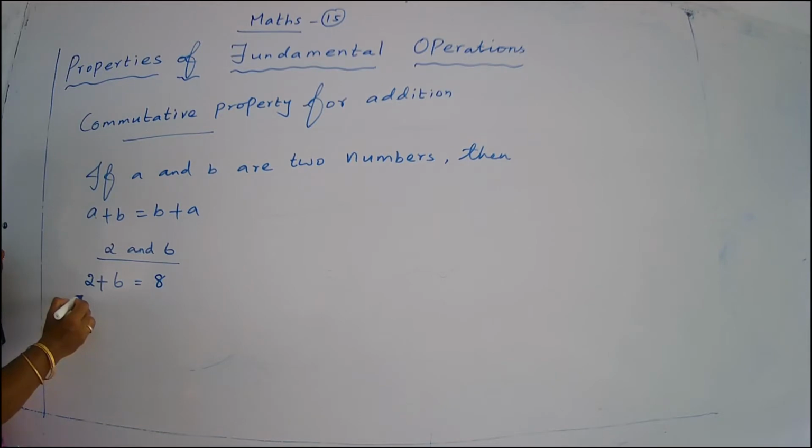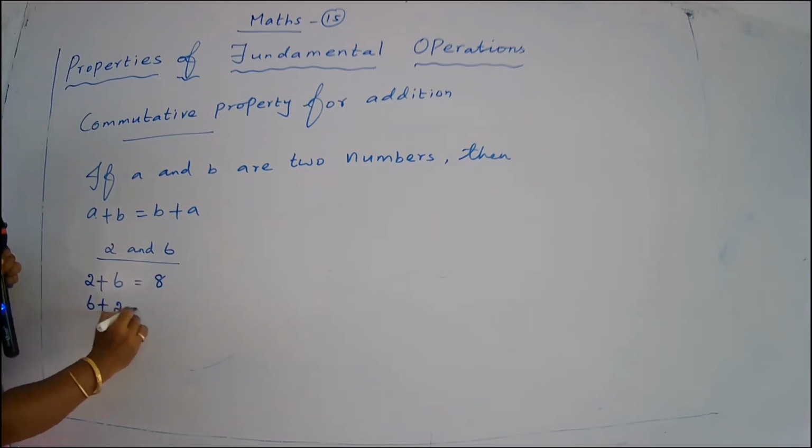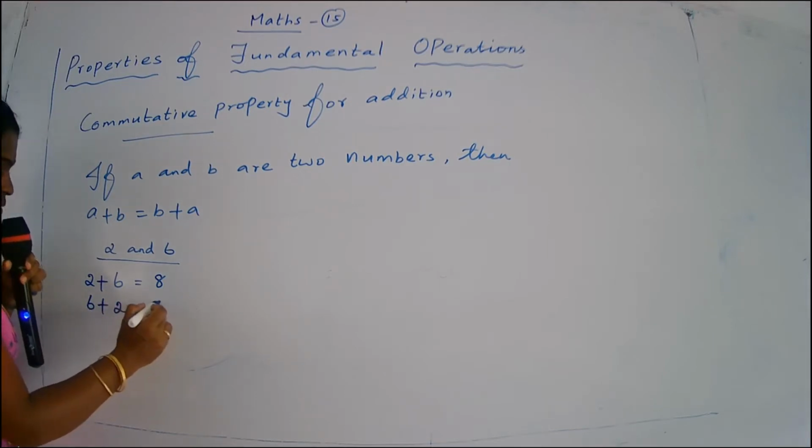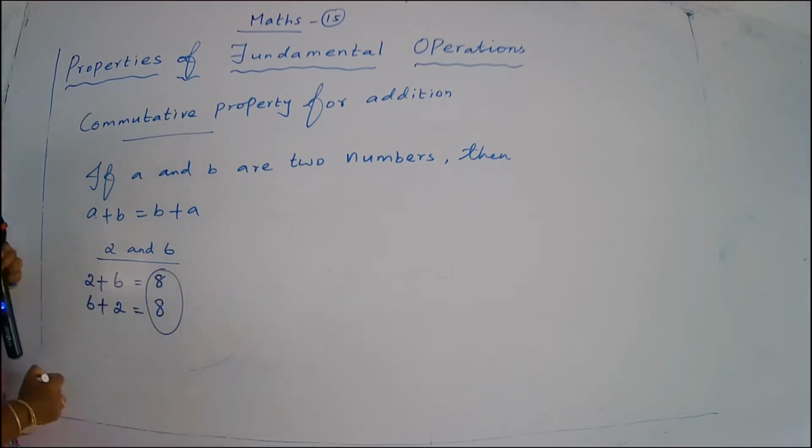Now, you change the order. That means 6 plus 2. What is the answer? 6 plus 2 is equal to again 8. You see, these two answers are the same. Both 2 plus 6 and 6 plus 2 are equal. So 2 plus 6 is equal to 6 plus 2. So the commutative property is true for addition of natural numbers. Are you clear?